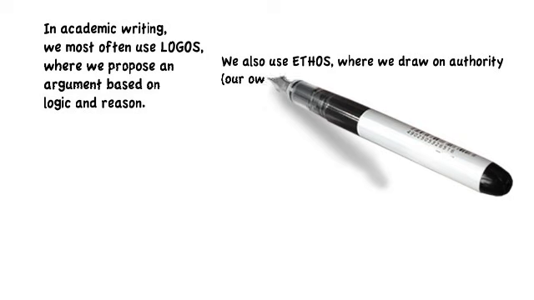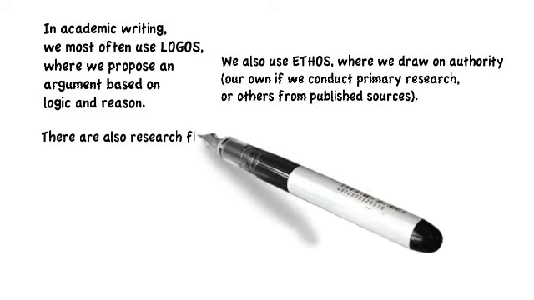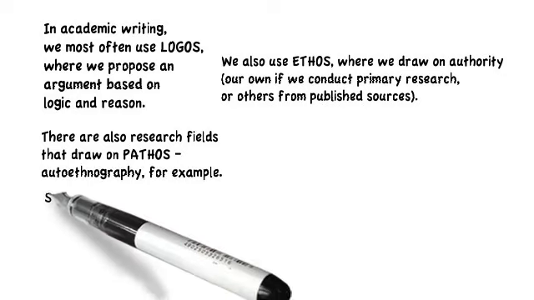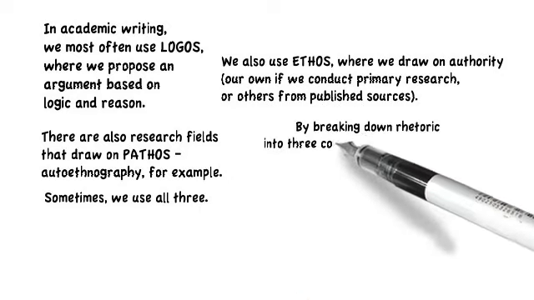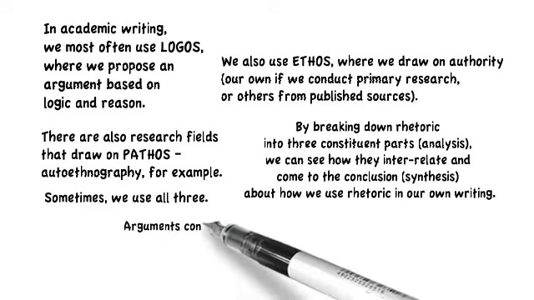In academic writing, we most often use logos, based on arguments, where we propose an argument based on logic and reason. But we also use ethos, where we draw on authority, our own, if we conduct primary research, or others from published research. There are also research fields that draw on pathos, autoethnography, for example, and sometimes we use all 3.